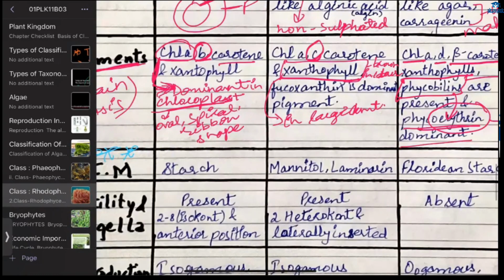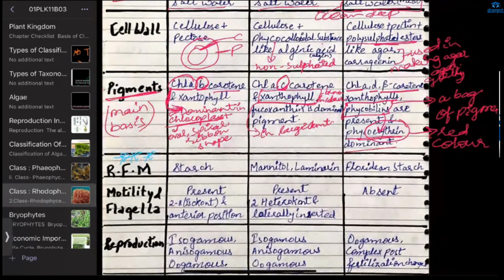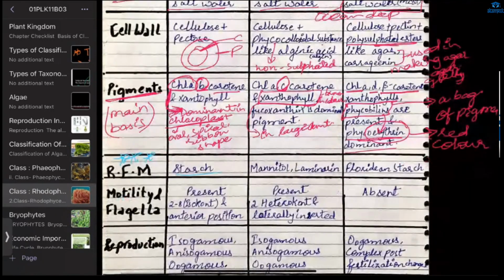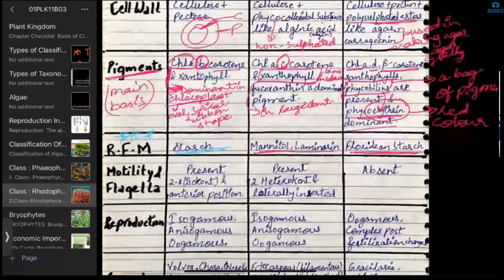Okay, so you have to remember that the stored food material in green algae is starch, in brown algae it is mannitol and laminarin, and in red algae it is floridean starch. One by one, मतलब कभी स्टार्च का पूछा गया, कभी मैनिटोल का और कभी फ्लोरिडीन स्टार्च. Means all the 3 have been asked in NEET exams. Okay, so you have to remember this one.